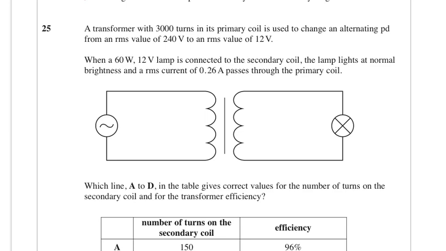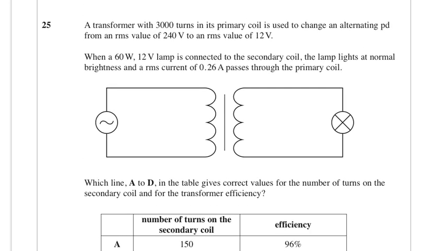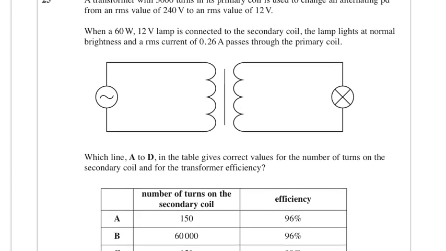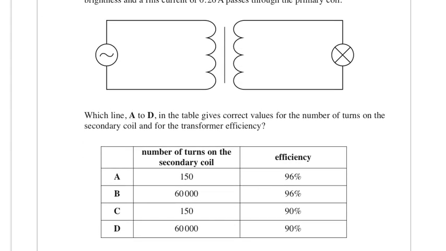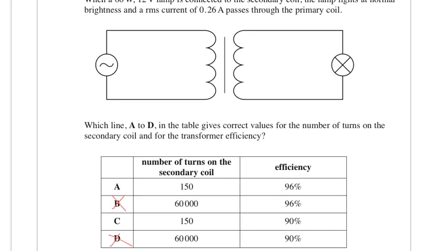So if it steps down from 240 to 12, that's a step ratio of 20. So if we had 3000 turns, we're stepping down the voltage, so we'd end up with 150 on this one. So we're going to get rid of this one because it's a step down transformer. Okay, so if we're calculating the power in, 0.26 is the current times 240, gives you 62.4 is the power in. We get 60 out, so let's divide 60 by the answer, and we end up with 96% efficiency there, so that's going to be answer A.